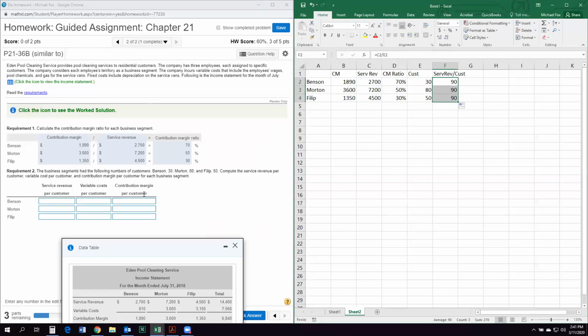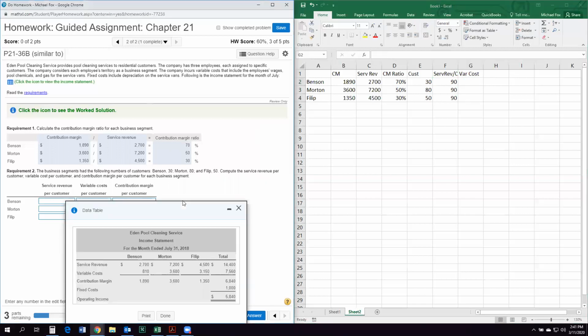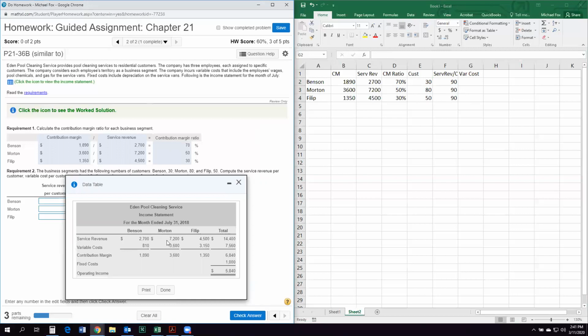Then it wants our variable cost per customer. We don't have our variable costs on there yet. We'll have to enter those, and they're given to us here. Variable costs for Benson were $810, for Morton 3,600, and for Philippe 3,150. So our variable cost per customer is, again, just that. Take the variable cost, divide it by the number of customers.